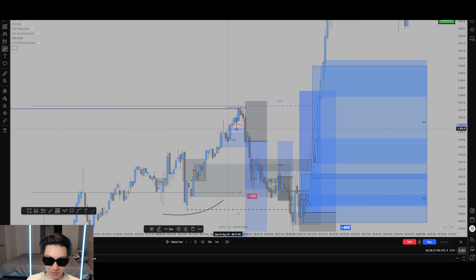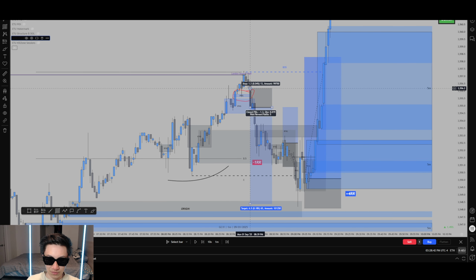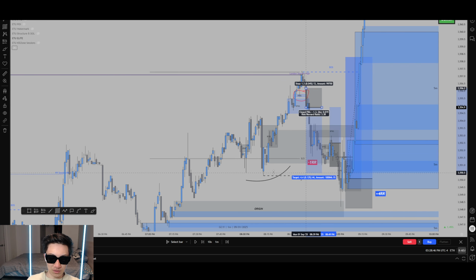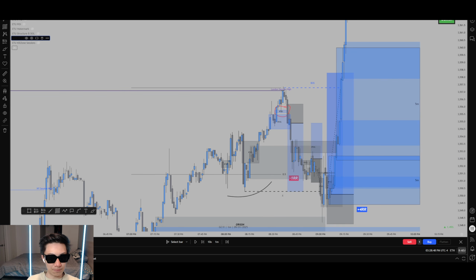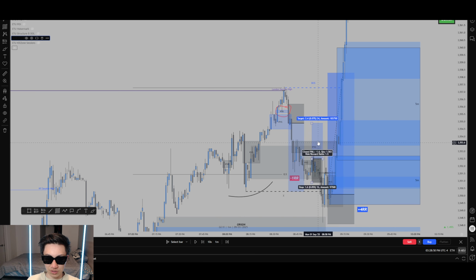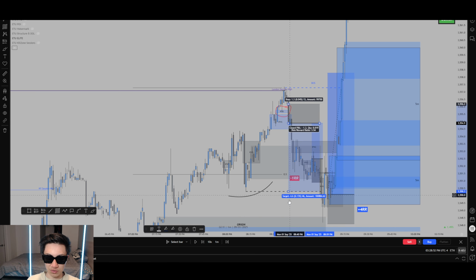But you can see we have IFG inverse here. This would be the entry here. Stop loss depends on how aggressive you want to be. If you want to be right above the IFG, you can be there. This is basically an example of a B setup here. We took out a high when we're bullish. This is just a counter-trend, 3.5 risk reward trade.